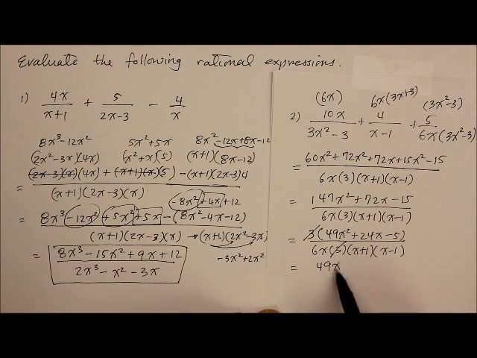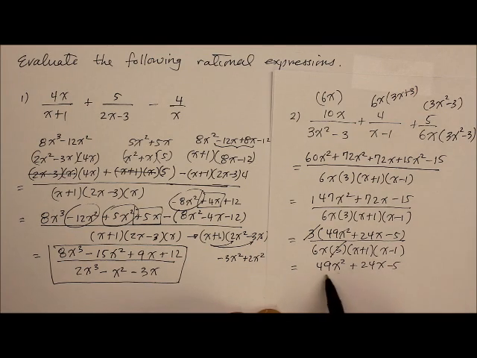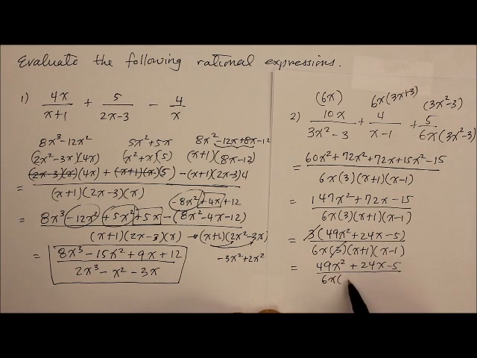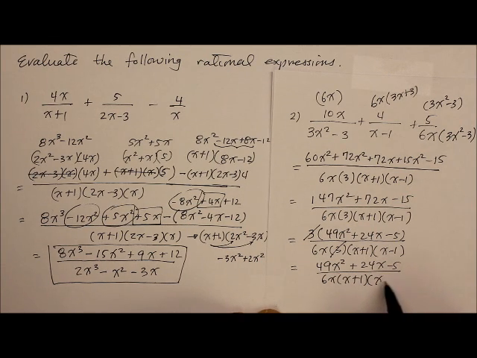It's not too pretty, but it's a good answer of 49x squared plus 24x minus 5 all over these factors, which are 6x times x plus 1 times x minus 1. And let's leave it at that.